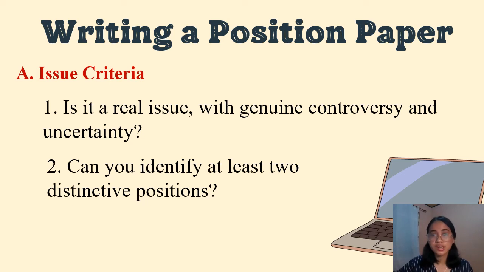And then, can you identify at least 2 distinctive positions? Another question: you ask yourself, are there 2 opposing positions that exist? Okay, 2 distinctive positions. You have to choose between these 2 distinctive positions. Say, for example, in using vaccines, is it safe or not safe?